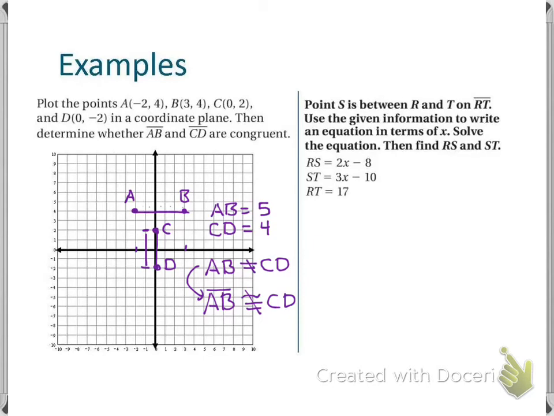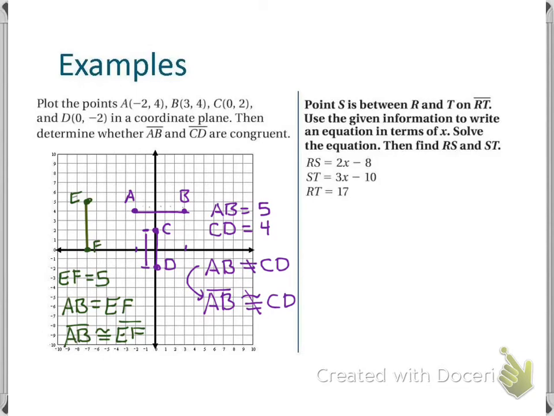Now, let's change the script here. Let's say I took this segment now, and let's call it EF. If I look at EF, it has a length of 5 units. Now, that means that AB is equal to EF because they're both 5, which means that the segment AB is congruent to the segment EF. Because they have the same length, we know they're exactly the same.